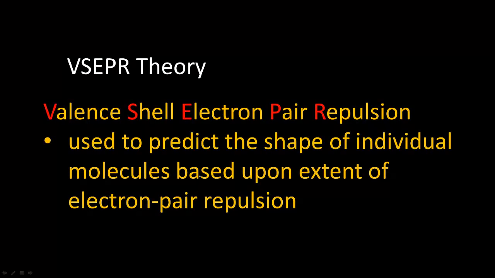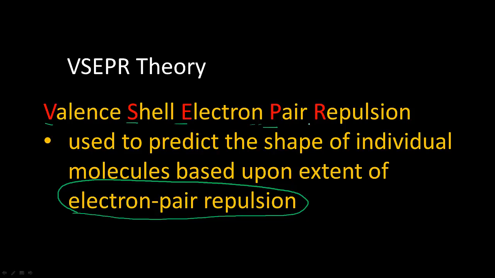Okay, now that you have a little background on VSEPR theory and electron repulsion, we're going to go through some details here. You've already talked about valence shell electron pair repulsion, and that is used to predict the shape of individual molecules based upon the extent of electron pair repulsion. You're going to want to know this definition, it is on the test. And we get our VSEPR right here.